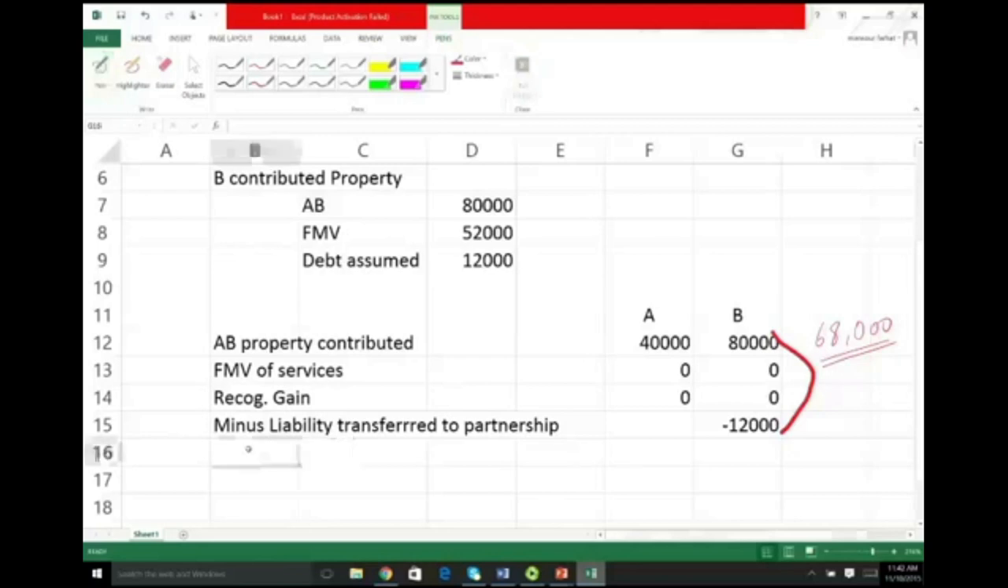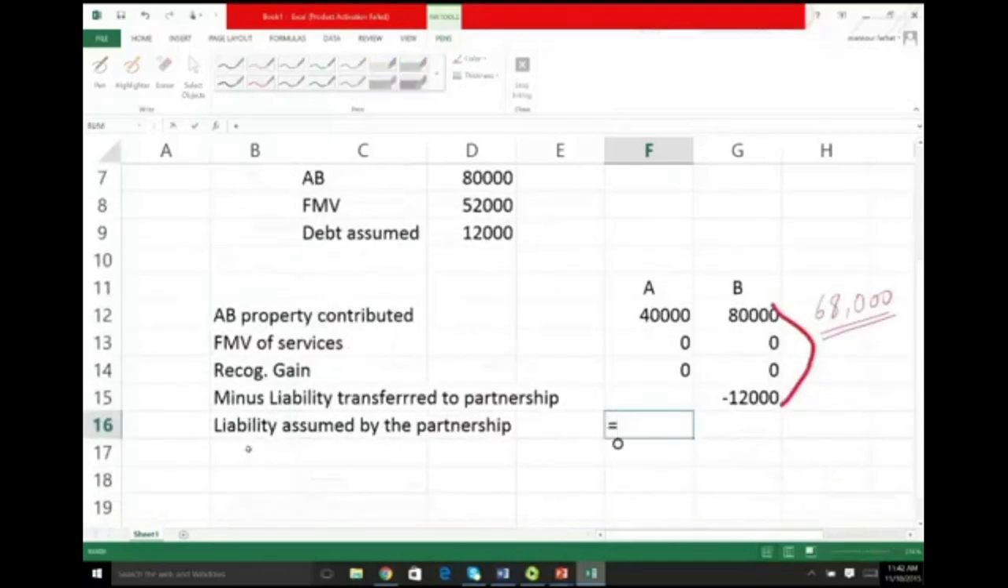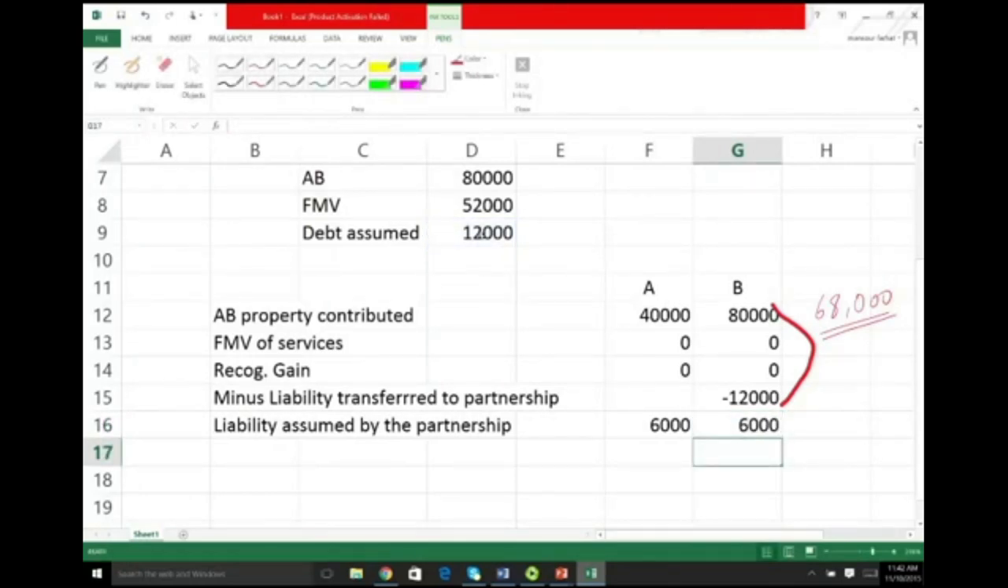Liability assumed by the partnership. Once the liability is assumed by the partnership, all the partners are responsible for it. Therefore, each of the partners will increase their basis by the amount of the debt that they are responsible for. How do they determine this amount? It depends on their ownership. They're equal partners, so that's easy. Of the $12,000, A is responsible for 50%, which is $6,000, and B is responsible for 50%. B is happy now because he used to have a $12,000 liability, and now he's only responsible for $6,000, because it's inside the partnership.